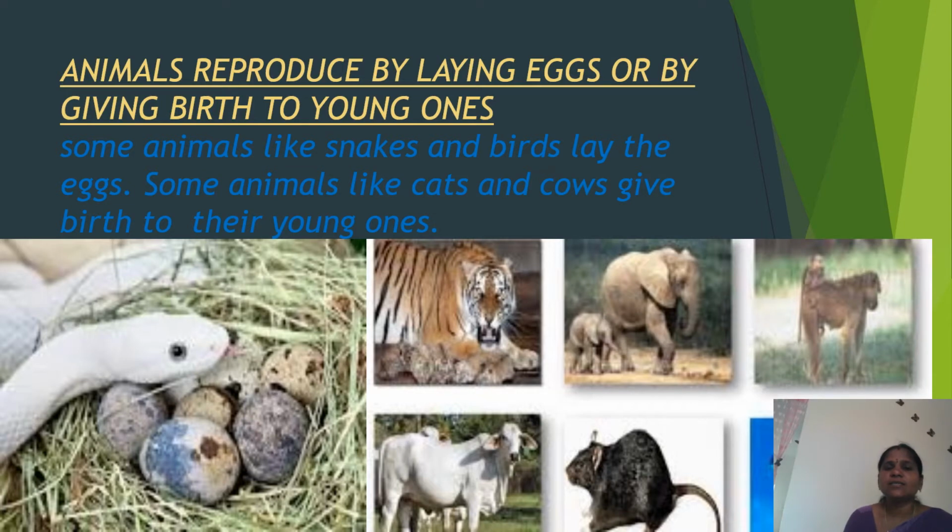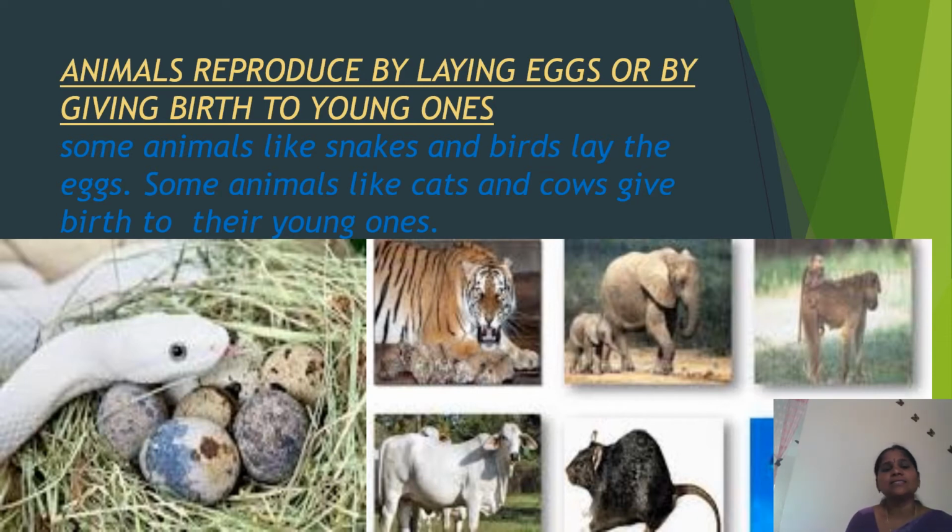Next, see the differentiation. Animals reproduce by laying eggs or by giving birth to young ones. What is meant by reproduction? Already I have given this definition in the first lesson. What is meant by reproduction? The process of producing young ones of the same kind is called reproduction. So animals can reproduce. Even plants also reproduce.